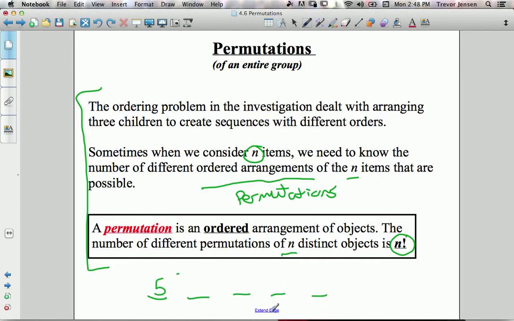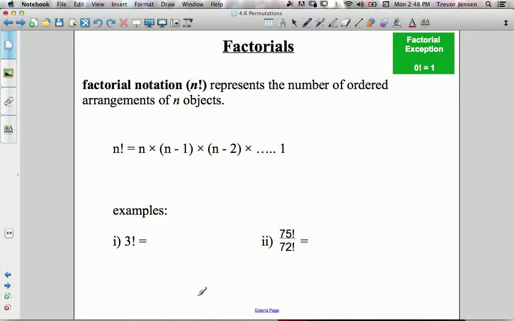So there's 5 spots. I would then have 4 options for the second spot because I've used 1 for the first spot, 3 options for the next spot, then 2 options for the next spot, then 1 option for the last spot. To figure out the total number of possible outcomes, multiply the total number of possibilities at each step in the sequence together, and what we have here is equivalent to 5 factorial. That's why you can just do n factorial to figure out the number of arrangements of n distinct objects. So let's do an example for this.